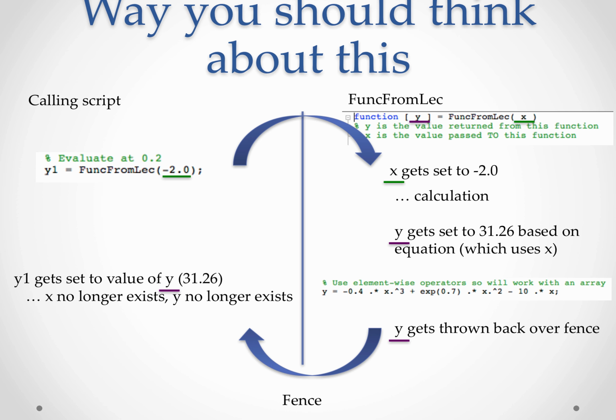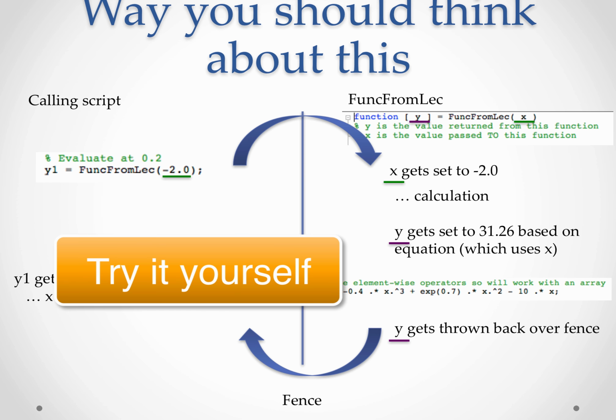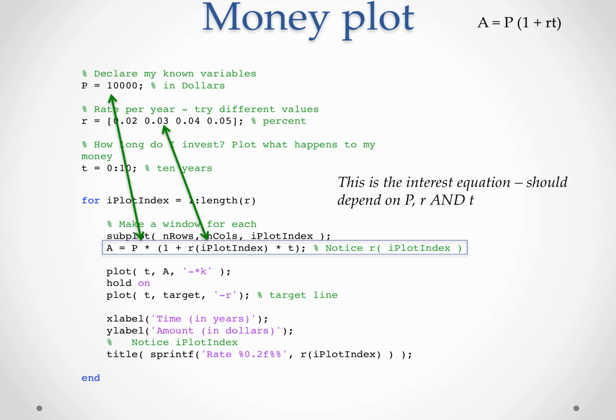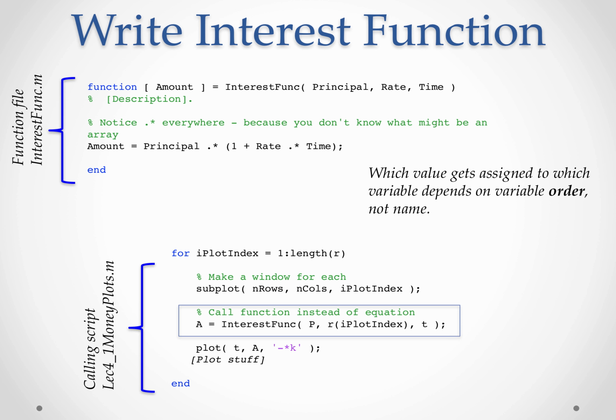And you should remember the variable names, MATLAB doesn't care. You could call these foo and bar. What happens is the value from y gets thrown back over the fence and put in for the value of y1. Okay, so we're going to skip through some slides. You should go look at those. An example of using a function to do some plotting.